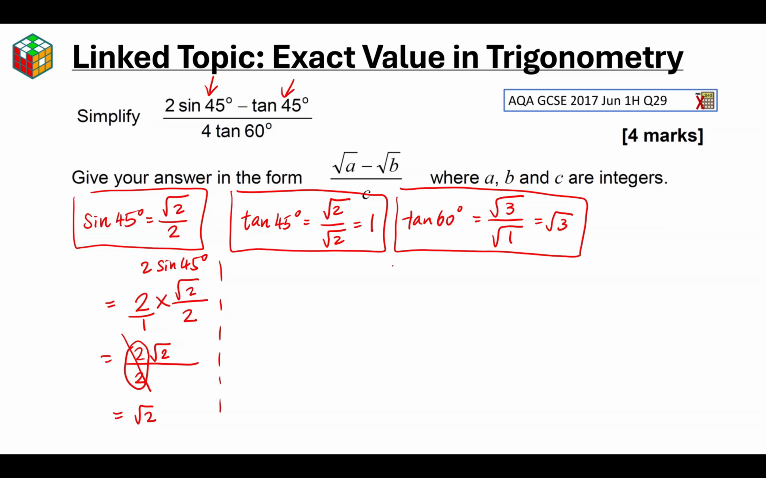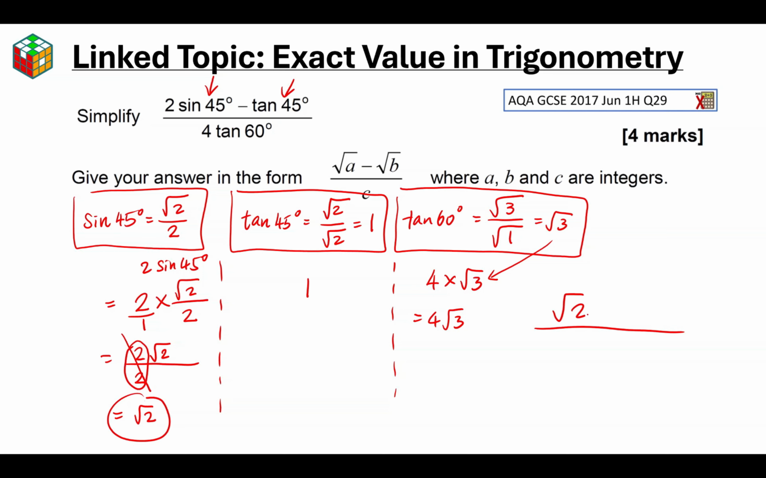Then the 4 tan 60 is 4 times root 3, because the root 3 is from here, so it's going to be 4 root 3. So you can now finally tidy everything up. The top is going to be root 2, take away 1. Then this part is going to be 4 root 3. It doesn't look like it at the moment, but you can rationalize the denominator. For rationalizing the denominator, you just need to get rid of this root.